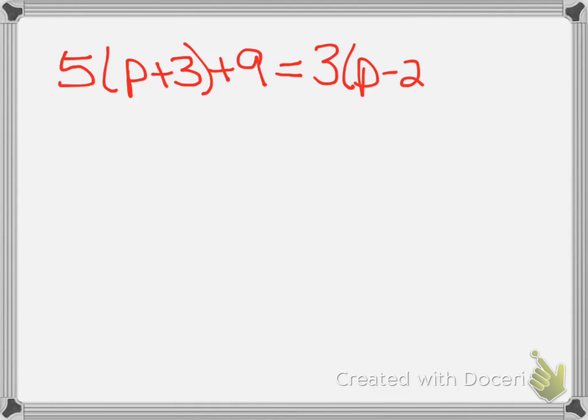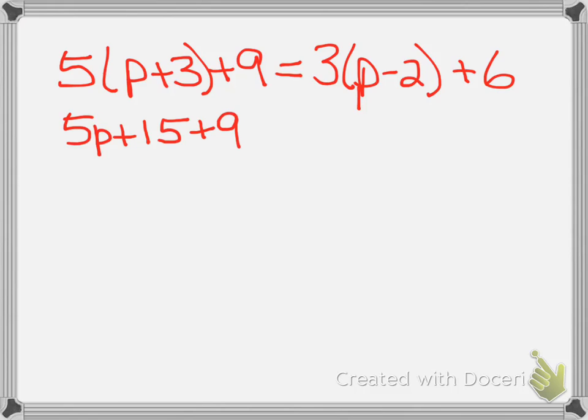5 times the quantity p plus 3, plus 9, equals 3 times the quantity p minus 2, plus 6. So we're following the poster, distributive property first. Dale, do a distributive property for me. 5p plus 15. Okay, 5p plus 15 distributes that 5 through the quantity p plus 3. But I also have a plus 9 over there.